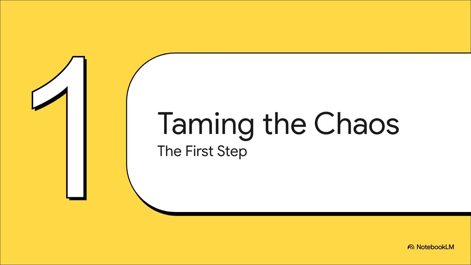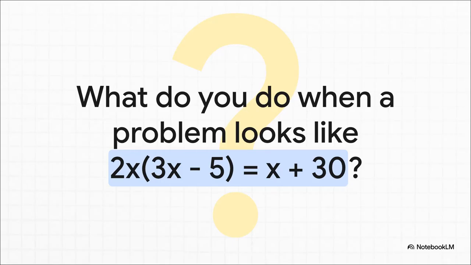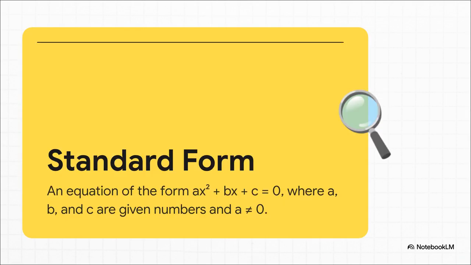Okay, first things first. Before we can solve anything, we need to really understand the problem we're up against. It's time to bring a little order to all that chaos. So you're staring at a problem and it looks like this. It's got parentheses, stuff on both sides of the equal sign. It's just not clean. This is what we call a non-standard form quadratic, and our very first job is to tame this thing. And here's how we do it.